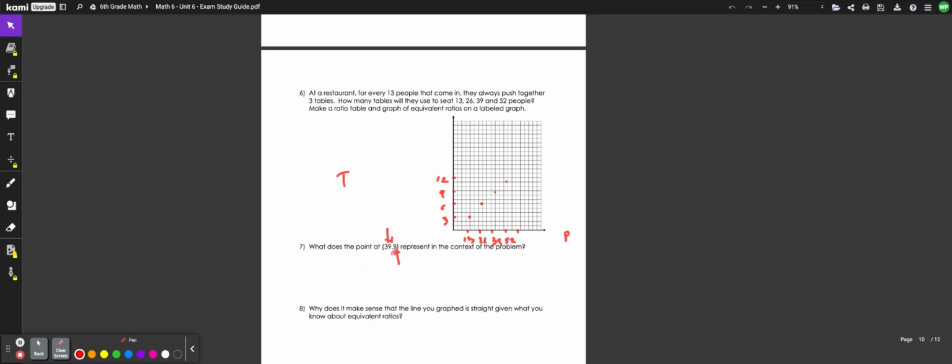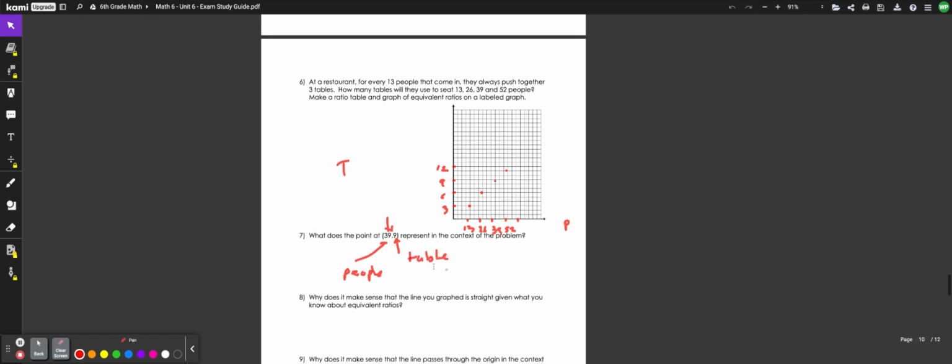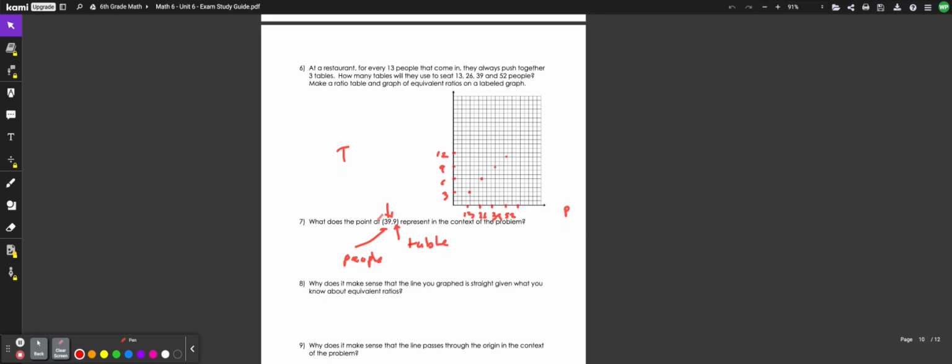So what does this 39 comma 9 represent? Well, it represents 39 people needing 9 tables. So the x-axis is representing the number of people, whereas the y-axis is representing the number of tables. Why does it make sense that a line, if I had a ruler, I could draw a straight line through all of those points, why would it be straight?